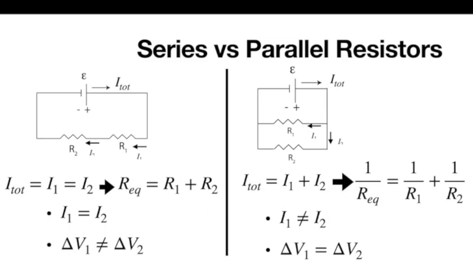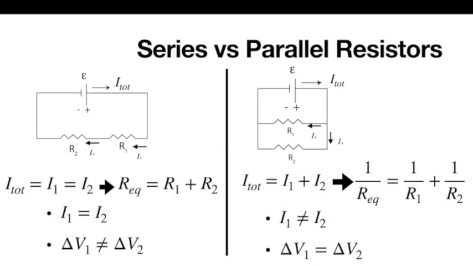So if I were to take out R1 and R2 and replace them with a single resistor that feels the same to the battery, in other words, produces the same total current, that resistance would just be the sum of the two. And again, for series resistors, current is shared, but voltage drop is not necessarily, right?